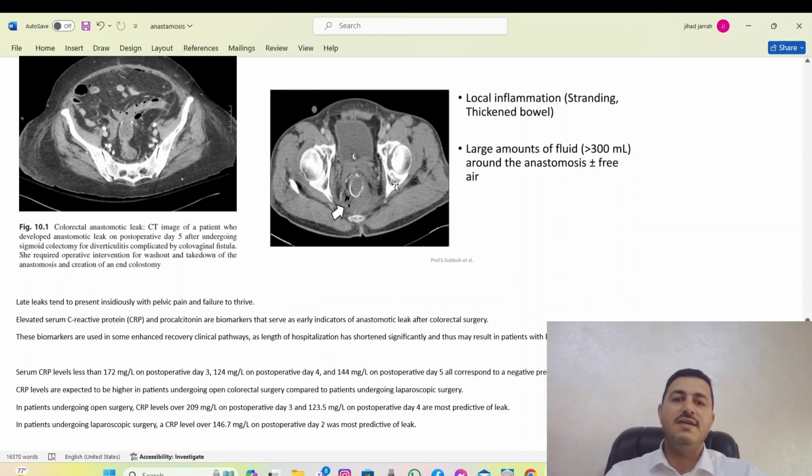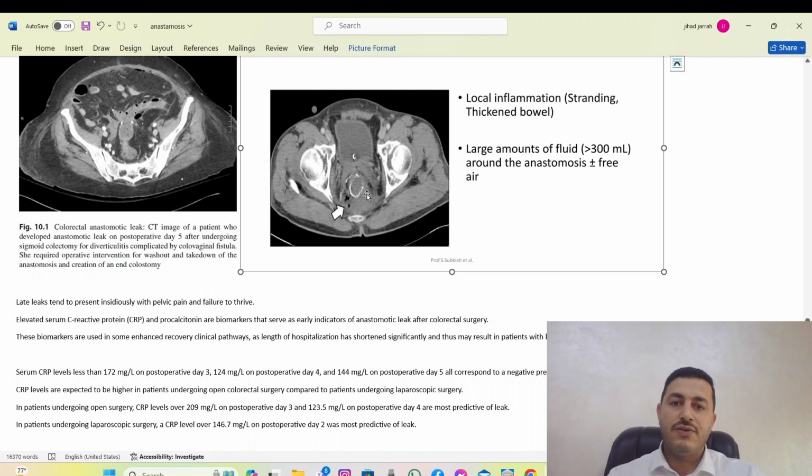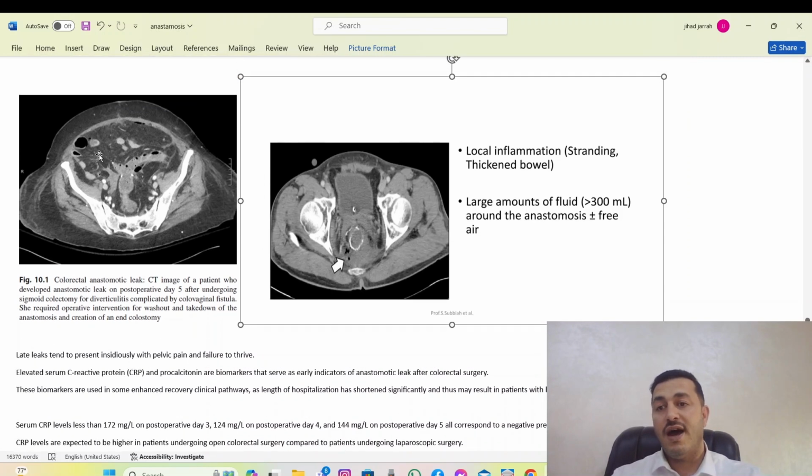You can see here in this picture the suture line using, I think, staplers, a circular stapler anastomosis. And you can see here that we have fluid and inflammation. Here we have free fluid and here a gas locule. Here we have also gas. This is not intraluminal.